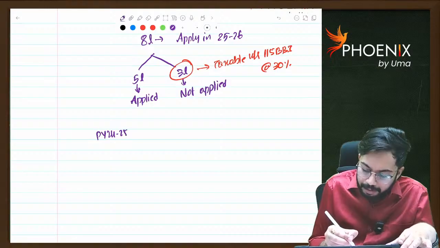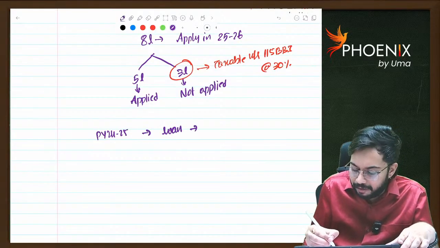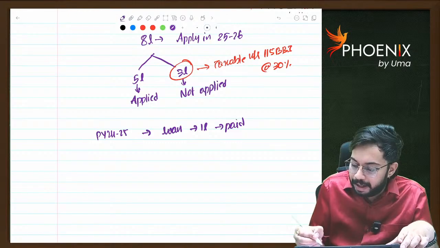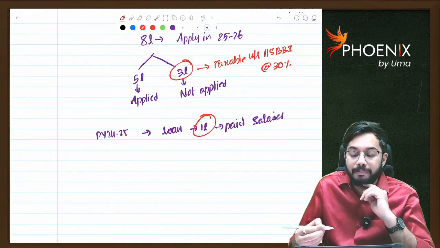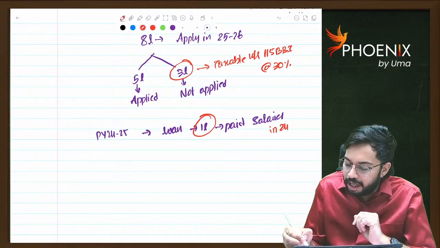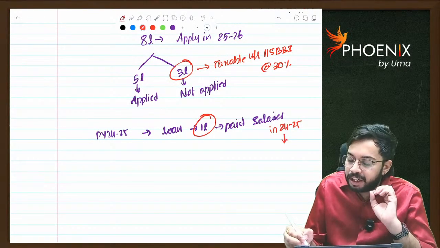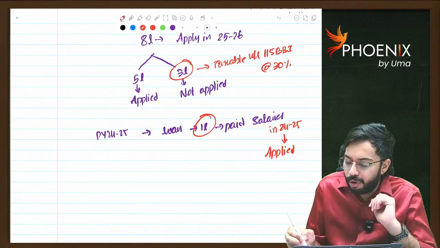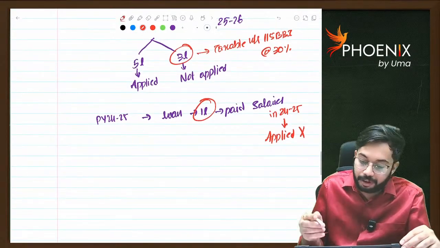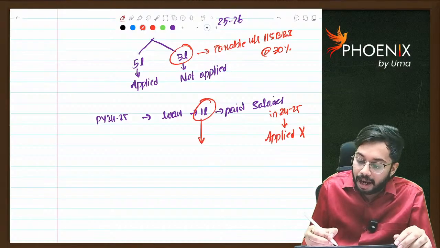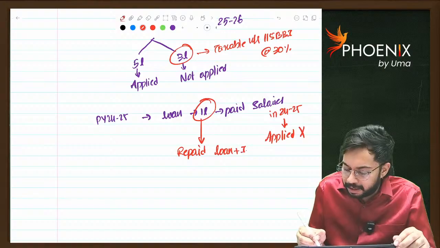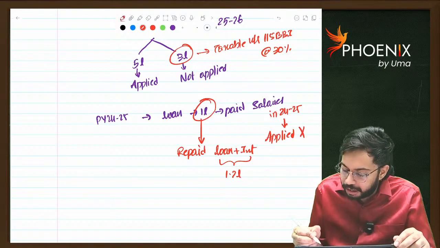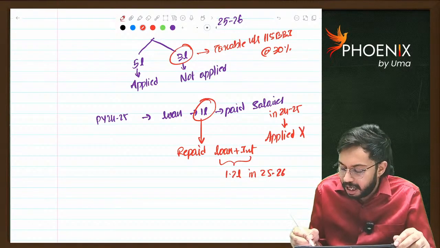In 24-25 I took a loan of rupees 1 lakh. Using this 1 lakh I paid salaries in 24-25. Whether it is treated as applied in 24-25? No, it is not treated as applied in 24-25. Then I repaid the loan along with interest, loan plus interest, 1,20,000 rupees in 25-26. In 25-26, it is treated as applied.